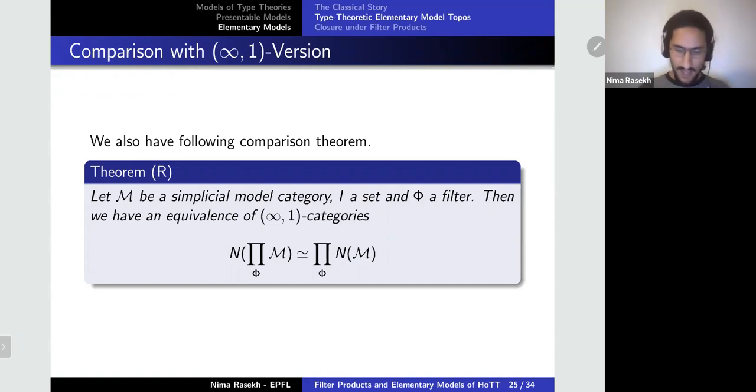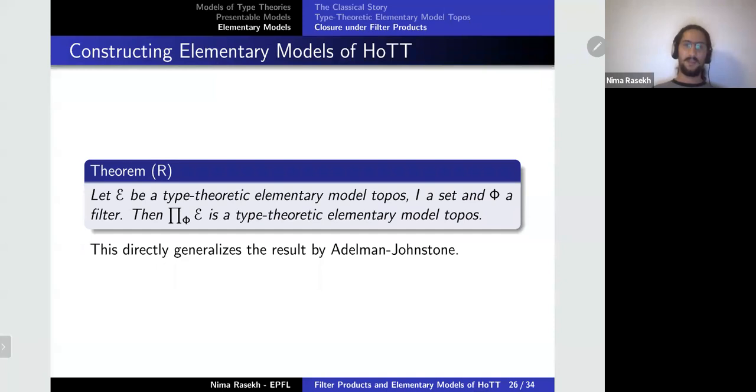Okay, so I have a definition of a model structure. I know it's reasonable, so I can move on to the main result. And that is, if I start with a type-theoretic elementary model topos, in the sense defined before, and a filter, then the filter product on it with the model structure given before is again a type-theoretic elementary model topos. And this exactly generalizes the result I stated by Adamek and Johnstone.